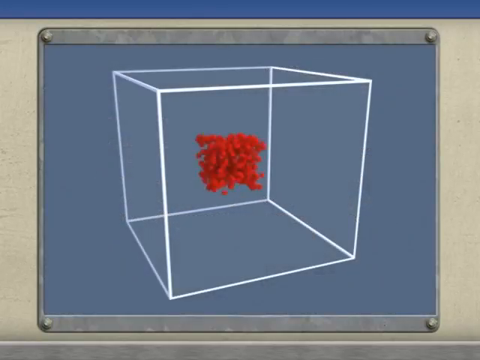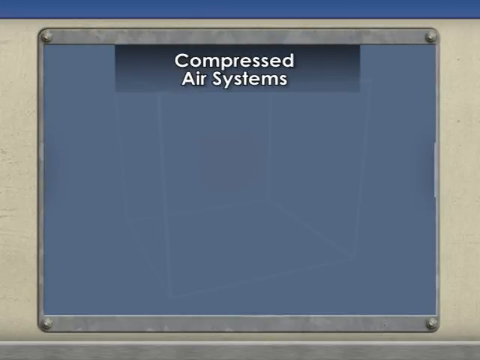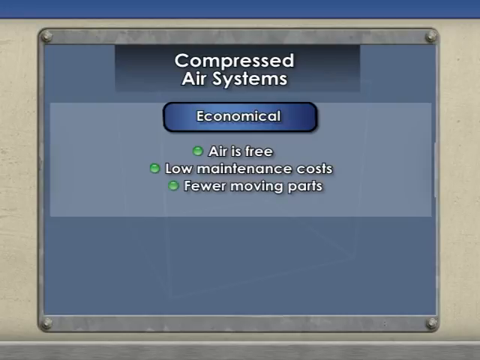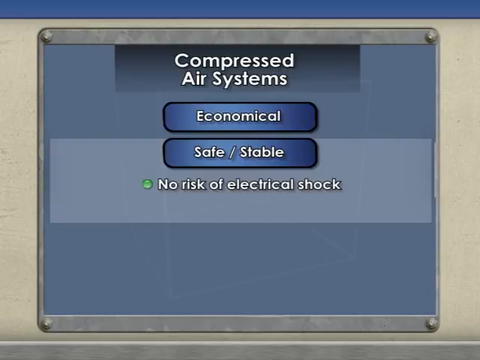There are a number of benefits offered by compressed air. Compared with other energy distribution systems, such as hydraulics or electrical systems, compressed air systems are economical. The base medium, air, is free. The systems have relatively low maintenance cost, fewer moving parts, and, unlike hydraulic systems, require no return lines. Pneumatics are also relatively safe. Most importantly, there is no risk of electrical shock.